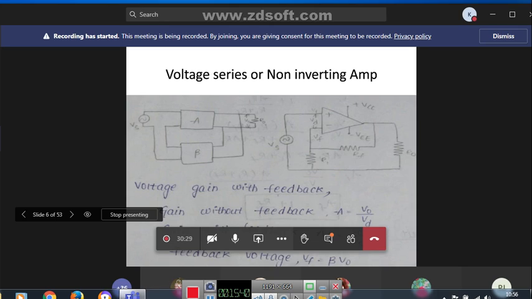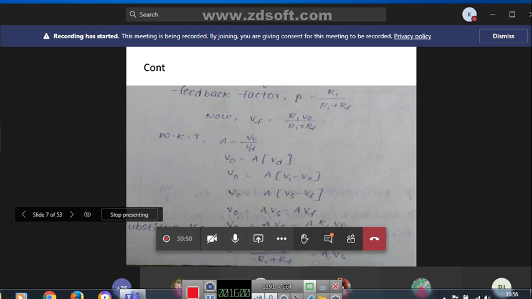Here it is connected to V0, right? The voltage across R1 is the feedback voltage. So Vf equals R1 by R1 plus RF into V0. That is the feedback voltage Vf. We know that the gain without feedback A equals V0 by Vd.